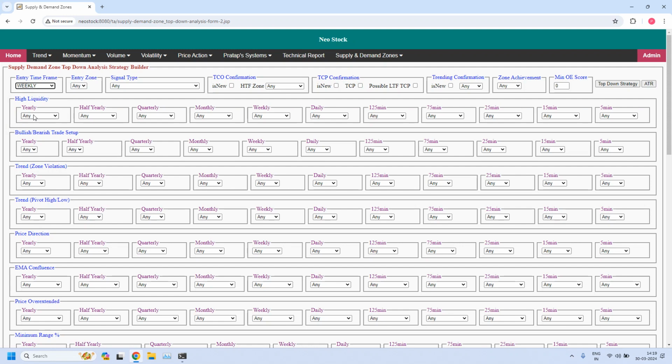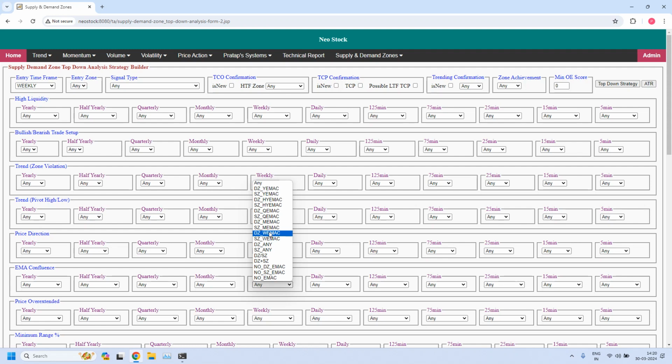That is the reason why we will also select the trend. We have a trend, zone violation trend. So in weekly time frame, I am selecting the uptrend. And here we have a parameter, EMA confluence. So in this parameter, weekly time frame, I am selecting demand zone with a weekly EMA confluence.